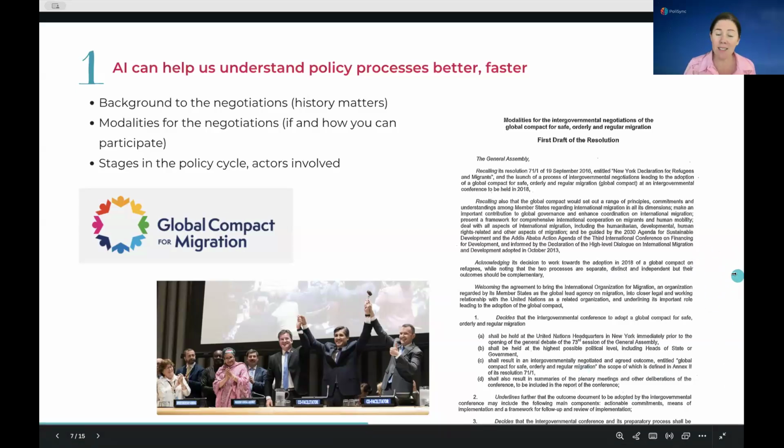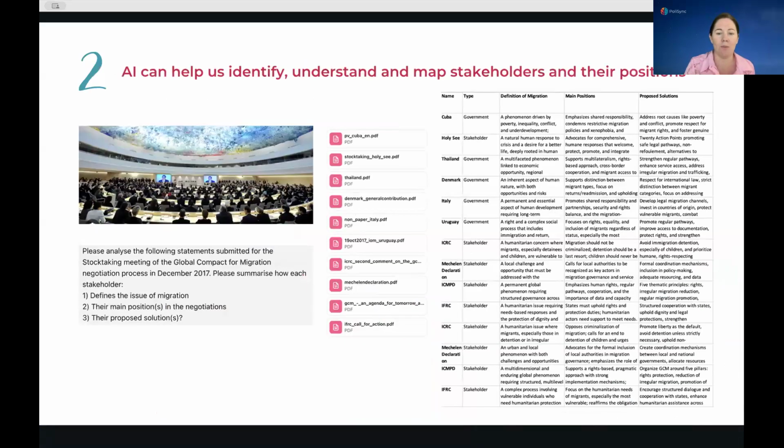So AI can help us much more efficiently get up to speed on what's happening with the negotiation processes. AI can help us identify, understand, and map stakeholders and their positions.